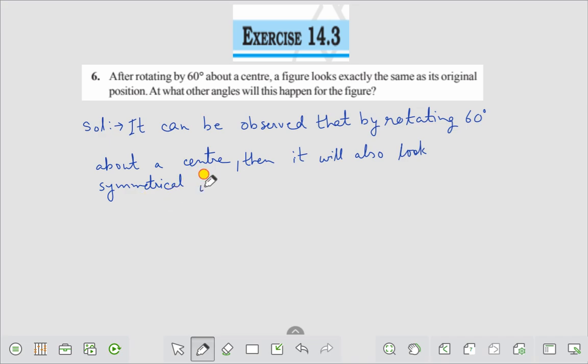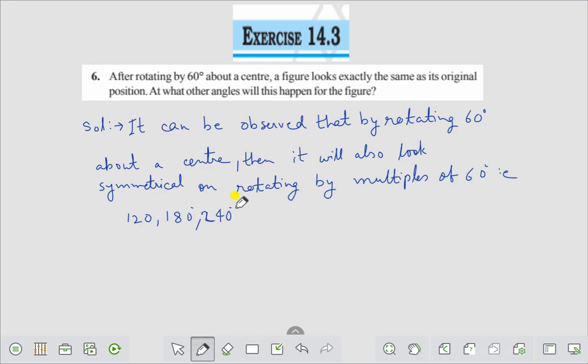On rotating by multiples of 60 degrees, that is 120, 180, 240 degrees, etc.